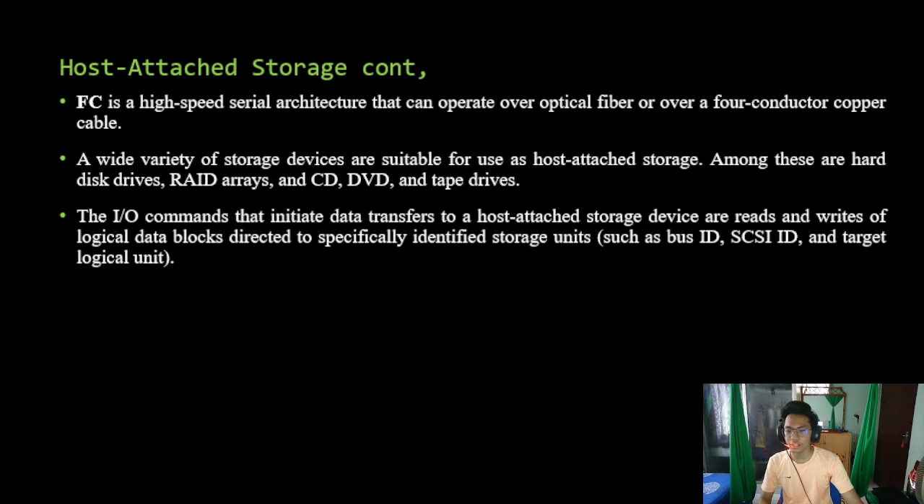And then the last one is FC, which is Fibre Channel. It is a very high speed serial architecture that can operate over optical fiber or over four-conductor copper. A wide variety of storage devices are suitable for this host attached storage architecture, like a hard disk, or maybe CD or DVD, or a tape drive.